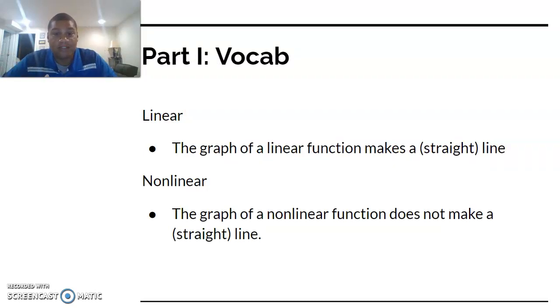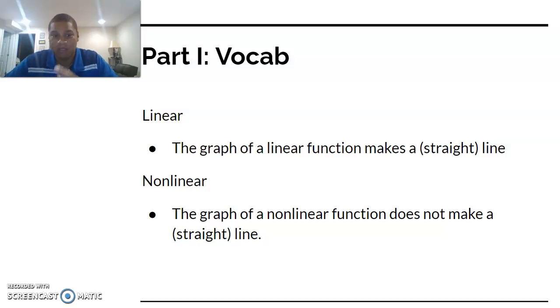Definition for linear is just when you graph the function, it makes a line. Or I put straight in parentheses because one of the things we have to understand when we get to algebra is that a line in math is always a straight line. Okay, if it does anything else, it's not a line anymore. It becomes nonlinear, right? The nonlinear graph of the function does not make a straight line.